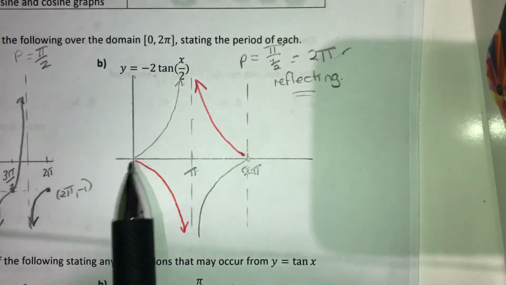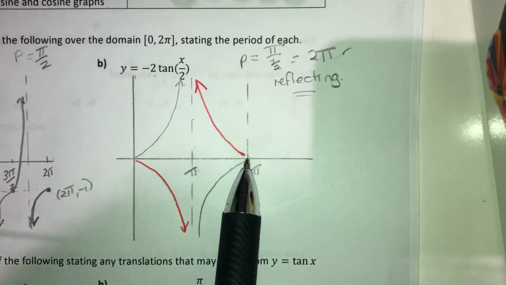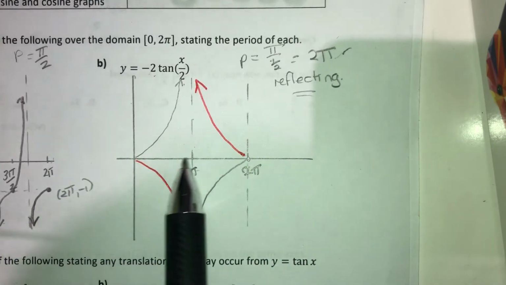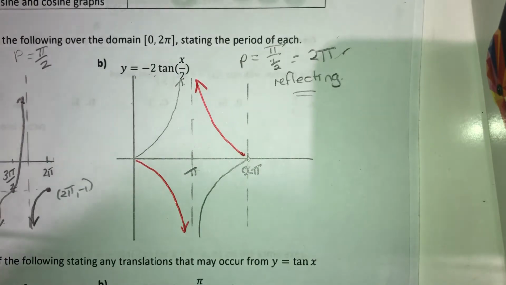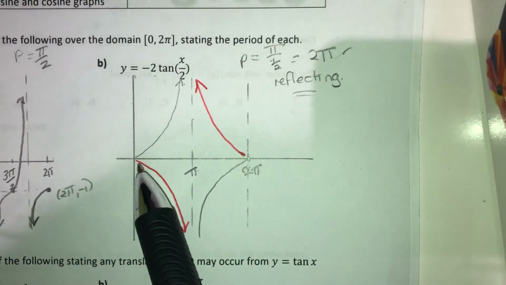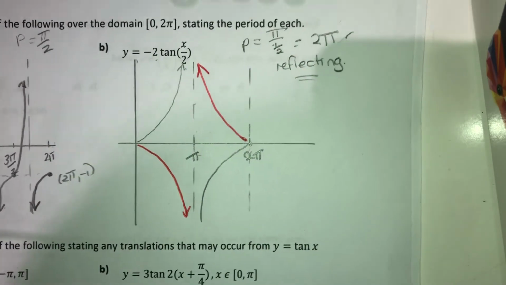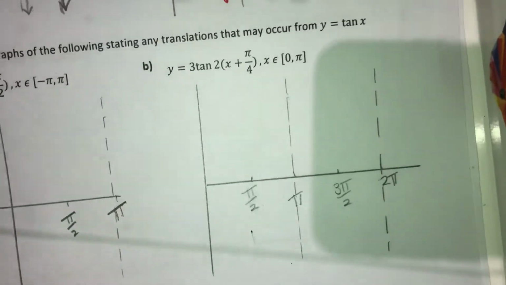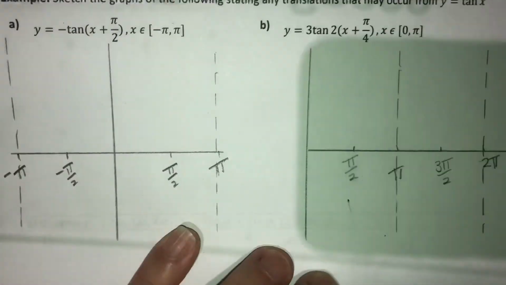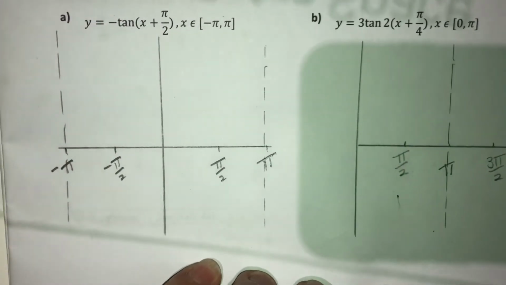Okay, so we're in between 0 and 2 pi. It is only one rotation in between those points, and we have to reflect, therefore giving us this one. All right, let's have a look at the next one.